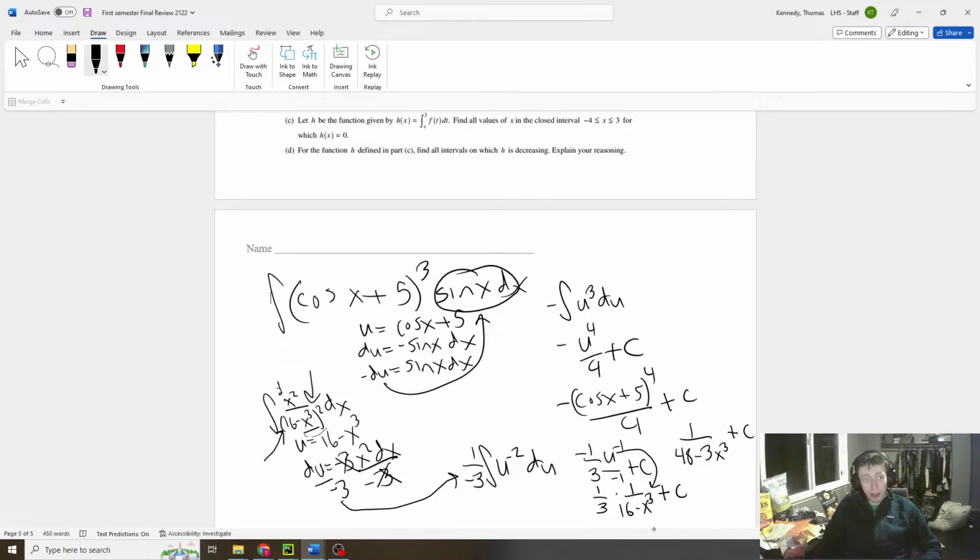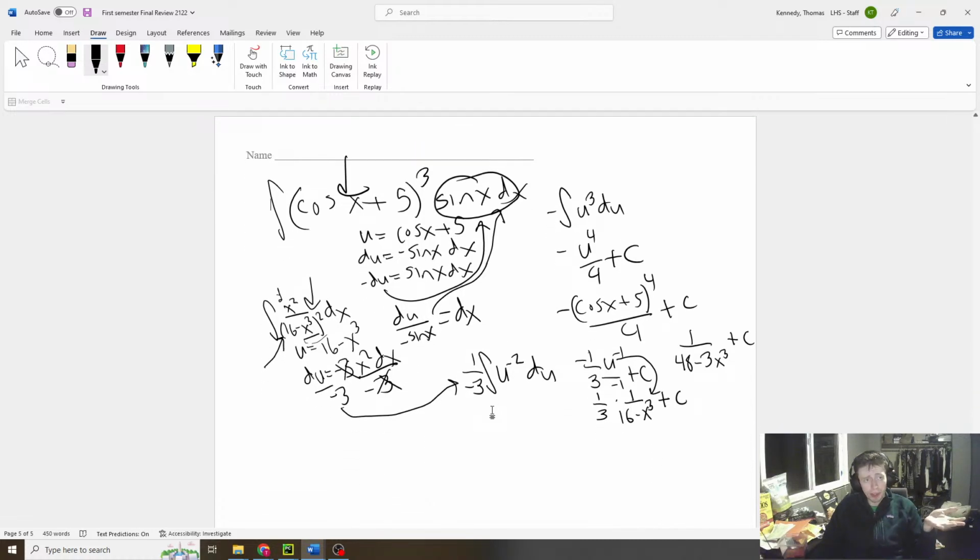So there is 100% a thought process. Look for the thing that's most inside, make that u, take the derivative of that, see if you can get it to match, or alternatively, solve for dx. What I call the Krusich method. You don't want to figure out what you need to multiply by. You do this and then plug it in for dx, and then this sine x on the bottom will cancel with the sine x on top. Ultimately, it's exactly the same thing, just a little bit different of a method.